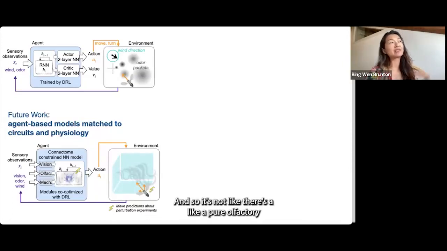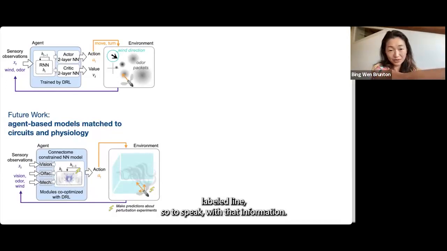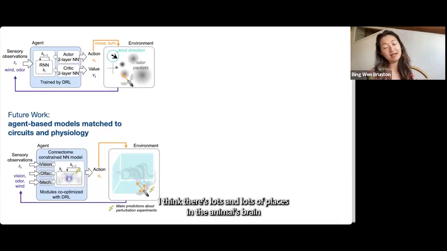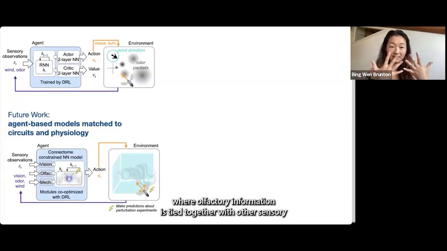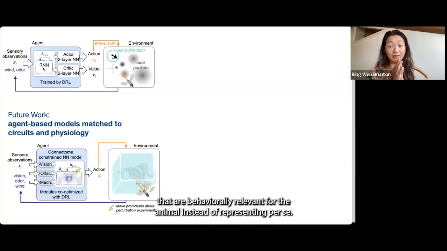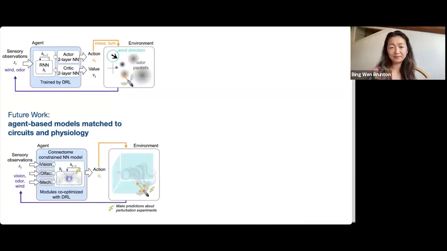And so it's not like there's a pure olfactory labeled line, so to speak, where that information is just olfactory. I think there's lots and lots of places in the animal's brain where olfactory information is tied together with other sensory information to compute things that are behaviorally relevant for the animal instead of representing odor per se.